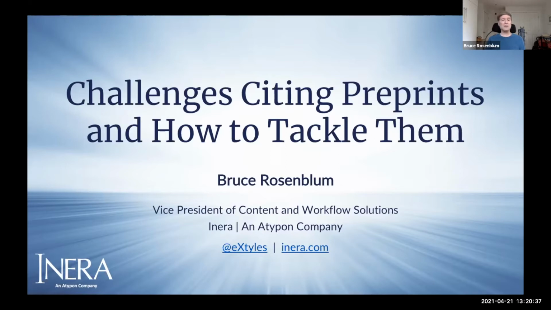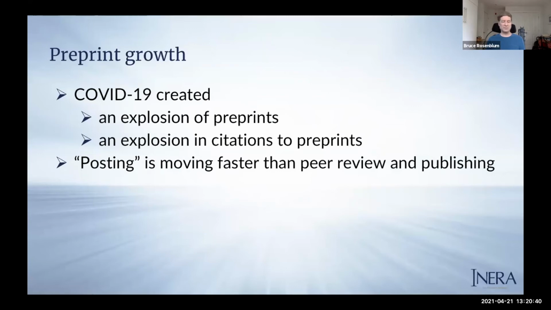A lot of what I'm going to talk about comes about from last year. Again, as with everyone else, COVID-19 created an explosion of preprints, and we discovered very quickly in working with a number of publishers that it created an explosion of citations in new preprints to previously posted preprints. And that posting is basically moving faster than peer review and publishing. And so we went about revising our software in particular to be able to handle citations to preprints better. And what we thought would be a 1-month project turned out to be a 3-month project, because the more we started looking around, the more we started discovering challenges.